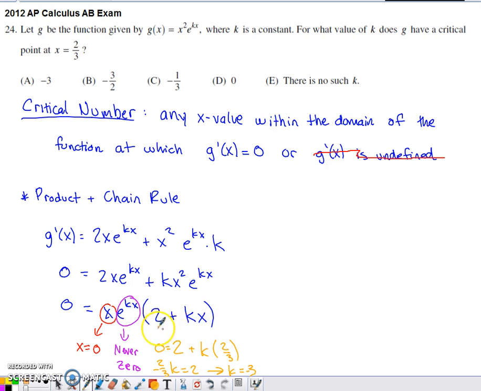So the one piece that I have to worry about is this piece right here. So I set this piece equal to 0. At the same time, I'm going to put the x value where I want the critical number to occur in for x. So basically, it comes down to solving the equation 0 equals 2 plus 2/3 k. So if you subtract the 2/3 k and then go ahead and multiply by the reciprocal or divide by negative 2/3, you end up with the result of A.